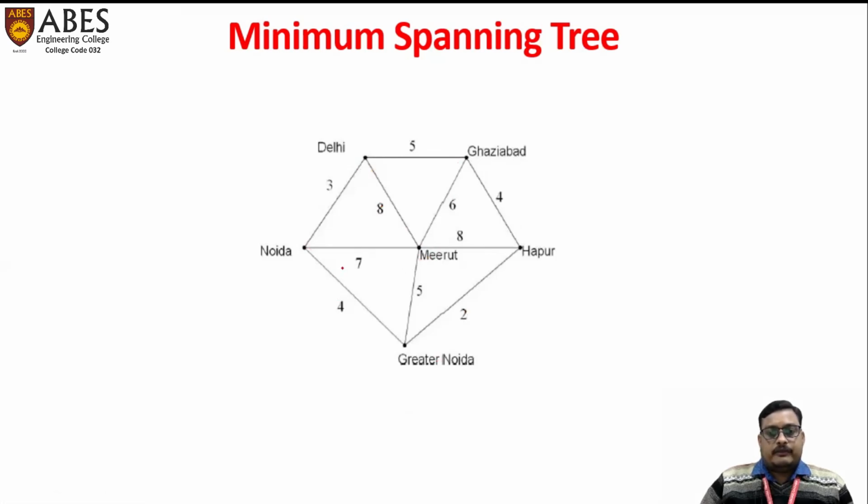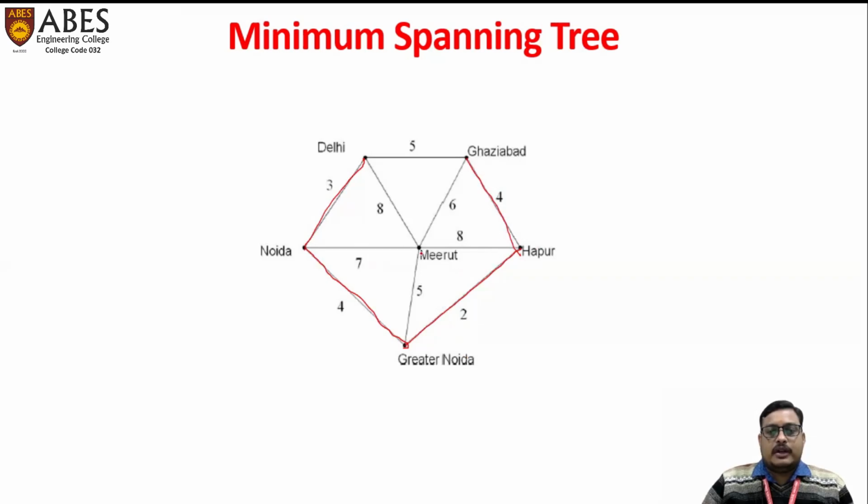Now we can say that there are different ways to connect these cities, but we have to find which one has the minimum cost. So in this case, suppose first we connect Greater Noida to Hapur, taking this path. After that, we take Noida to Delhi, then Noida to Greater Noida, and after that, Hapur to Ghaziabad. So these outer cities are already connected.